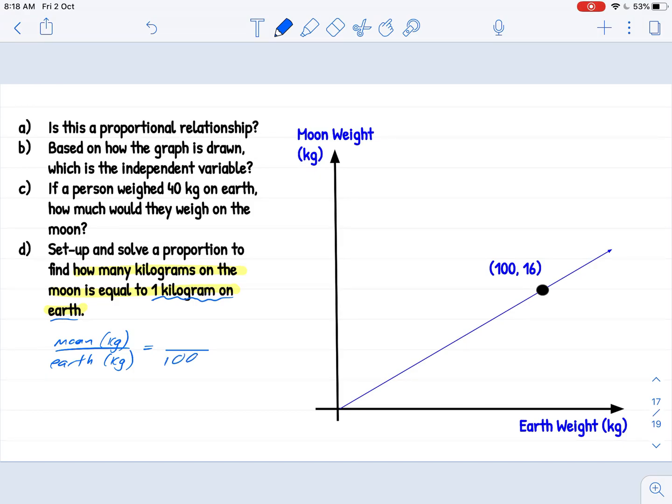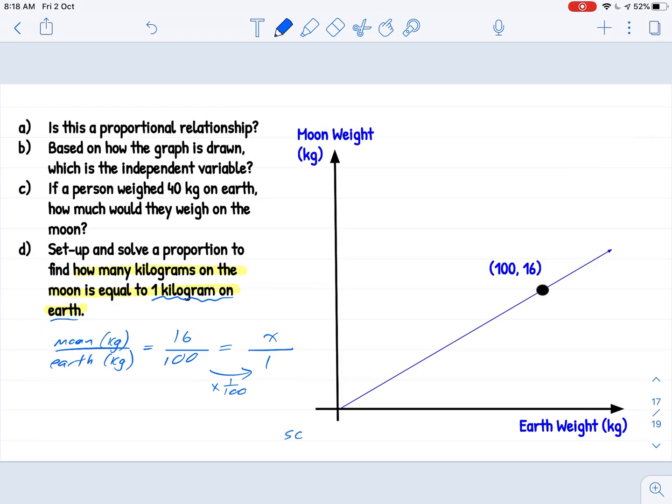So here's my given information. 100 kilograms on Earth is 16 kilograms on the moon. What am I trying to find? Well, if it's 1 kilogram on Earth, what is it on the moon? So this one, finding that scale factor is pretty easy. How do I go from 100 to 1? I could just write divided by 100, but I'm going to write times 1 over 100.